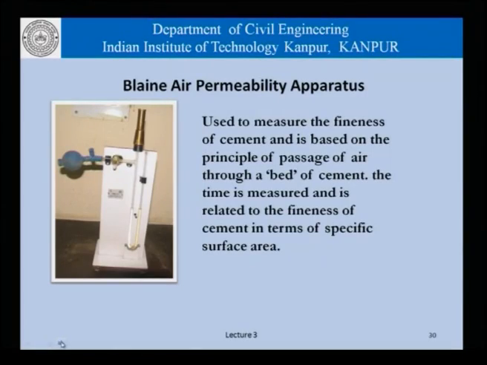This is one of the most simple apparatus that is used to measure the fineness of cement, called the Blaine air permeability apparatus, and is based on the principle of passage of air through a bed of cement. The time is measured, and this time is related to the fineness of cement in terms of the specific surface area.